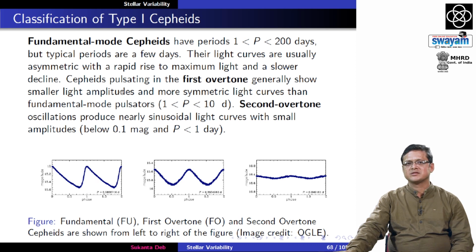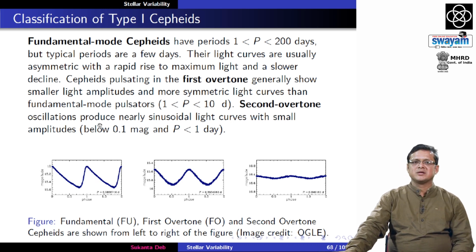Their light curves are usually asymmetric, with a rapid rise to maximum light and a slower decline, like the fin of a shark. Cepheids pulsating in the first overtone mode generally show smaller light amplitudes and more symmetric light curves than the fundamental mode pulsators. Their periods range from 1 to 10 days, and second overtone oscillations produce nearly sinusoidal light curves with very small amplitudes, and these stars have periods less than 1 day.